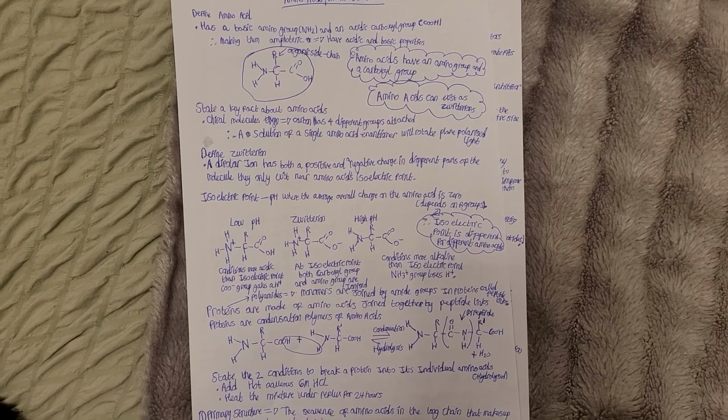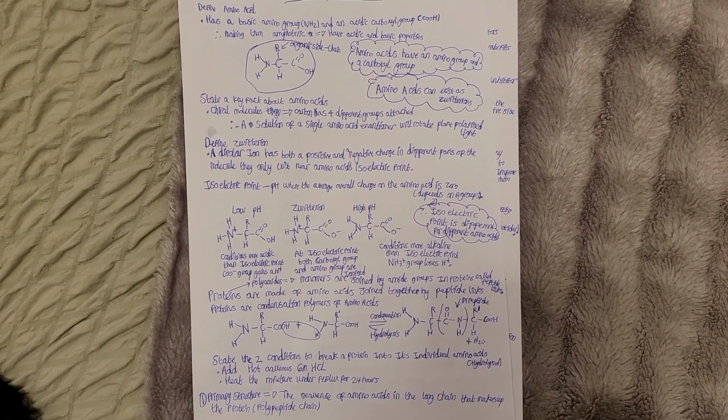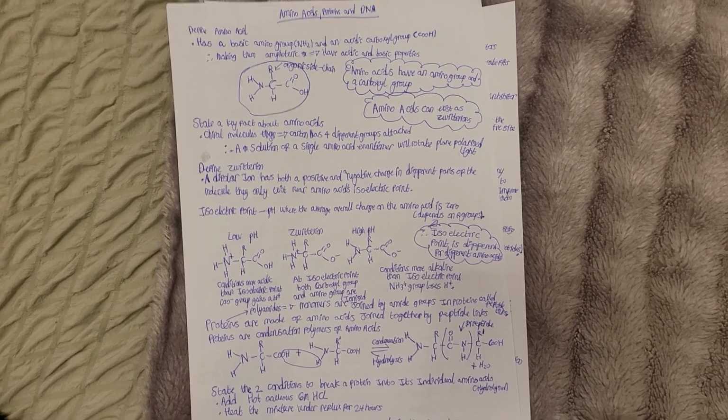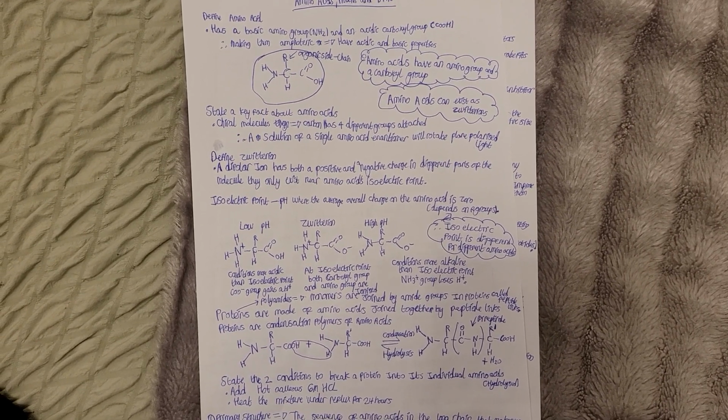Isoelectric point: the pH where the average overall charge on the amino acid is 0, and it depends on the R groups. Therefore, the isoelectric point is different for different amino acids because it depends on the R groups.